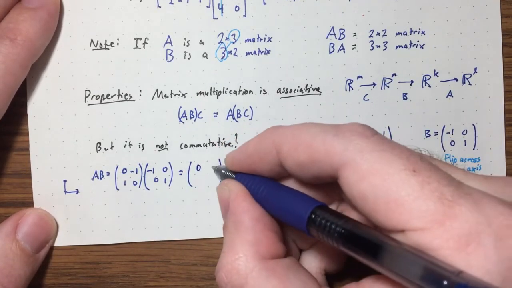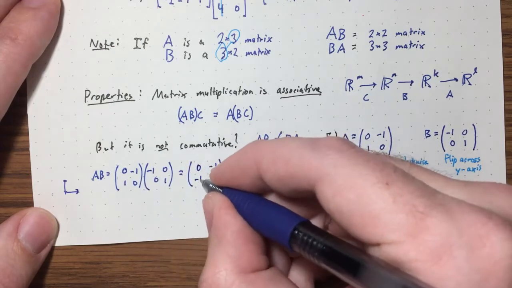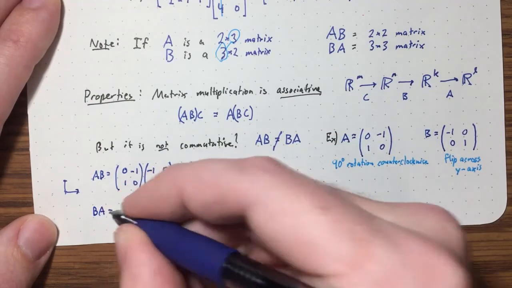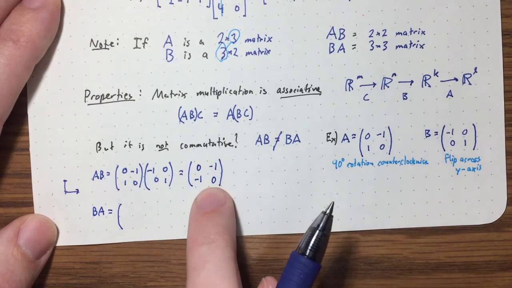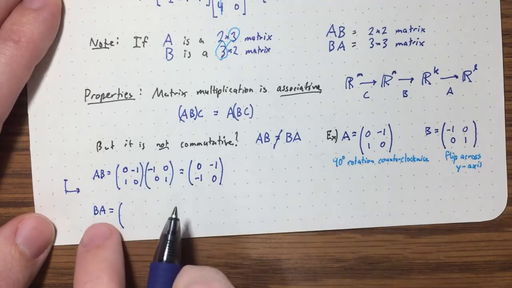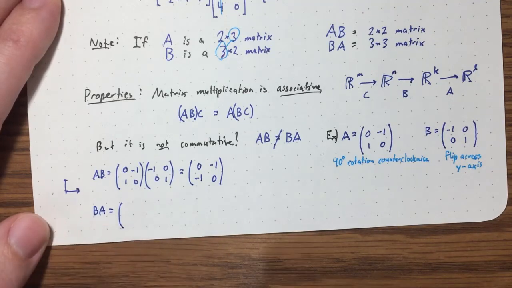So that should be 0. This should be minus 1. This one's going to be minus 1. This one's going to be 0. So that's what we get. This represents the composition of doing the flip, then the rotation. And this one will be the rotation, then the flip.